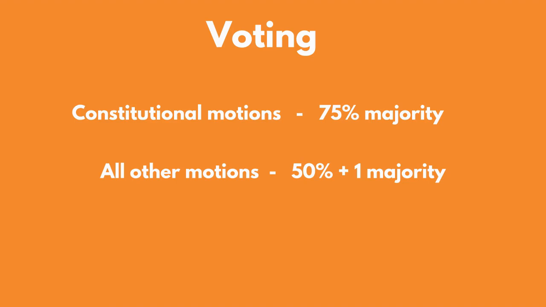Once debate on any motion has been closed and the motion is read out and put to conference, it is then voted on. If it is a constitutional motion, it will require a 75% majority to be carried. For all other motions, only a simple majority is required. This is 50% plus 1 of delegates.